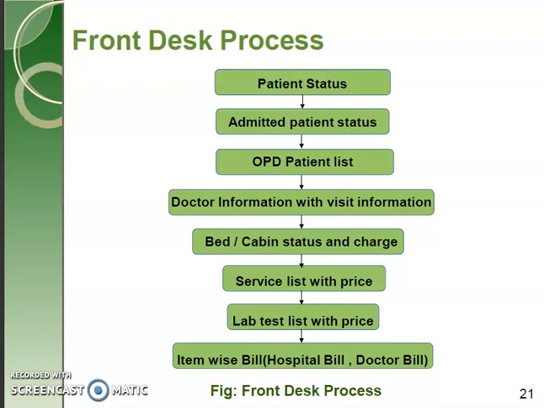And the lab test list with the prices should be available. For the x-ray, what is the price? For a sugar test, what is the price? For the CT scan, what is the price? All this information must be with the front desk office. And the item-wise bill and doctor bill will also be issued to the patients or the relatives through the front office desk. These are all the major processes carried out by the front desk office.